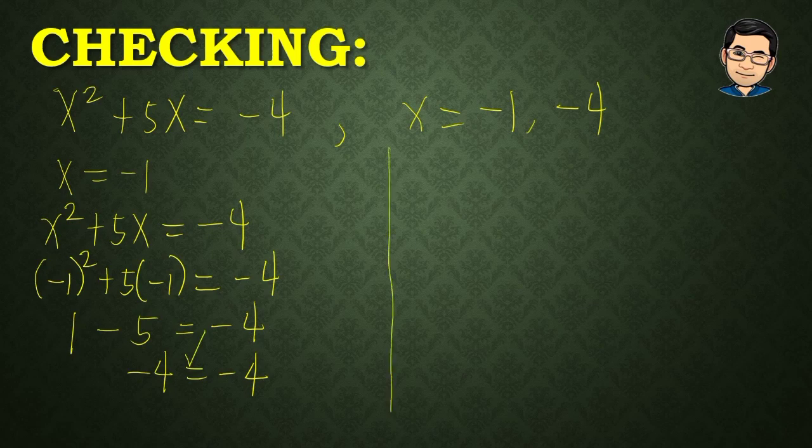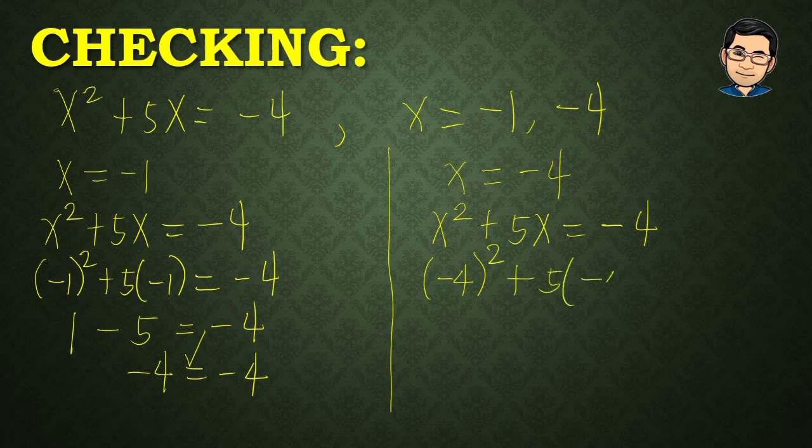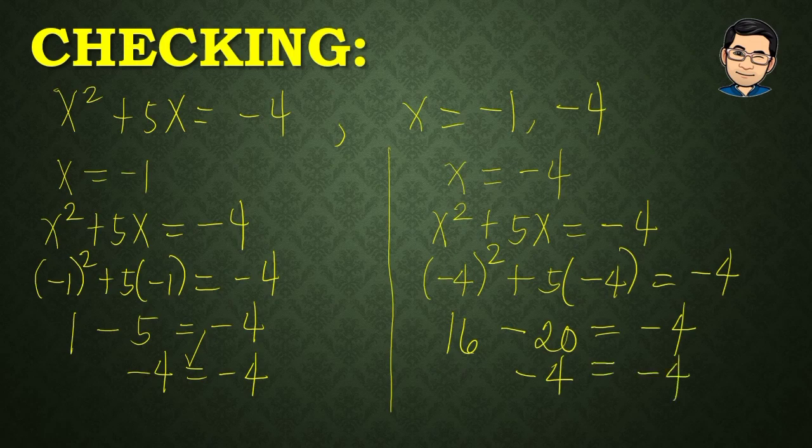For negative 4 naman, let's try. X squared plus 5x equals negative 4. So, negative 4 squared plus 5 times negative 4 equals negative 4. Negative 4 squared, that is positive 16. 5 times negative 4, that is negative 20, equals negative 4. 16 minus 20 is equal to negative 4, equals negative 4. So, yung mga roots natin ay ito, negative 1 and negative 4.